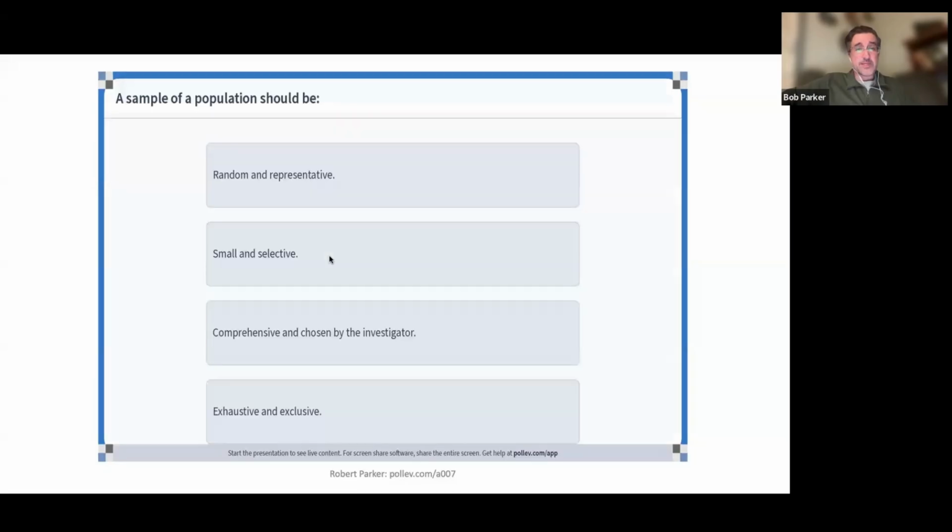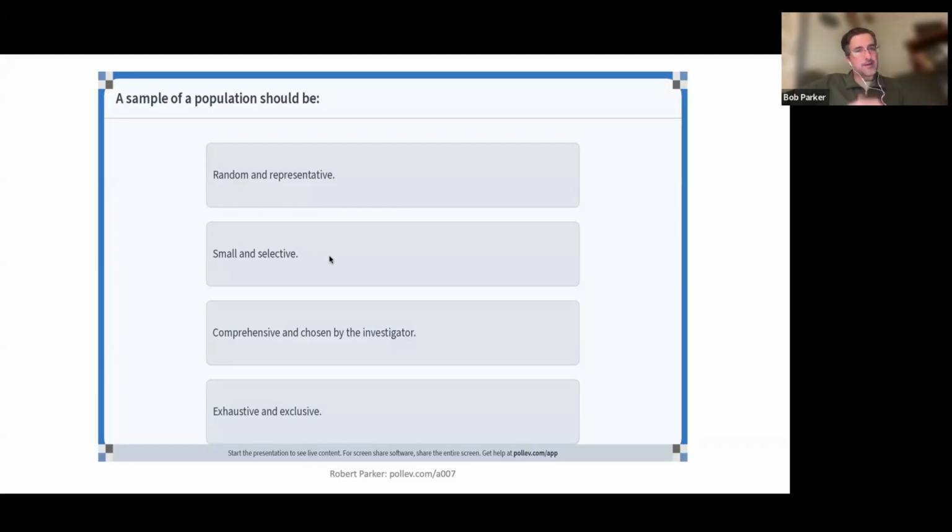Okay. A sample of a population should be: random and representative, small and selective, comprehensive and chosen by the investigator, exhaustive and exclusive. All right. 15 seconds. If you're not able to key it in, just kind of reflect and think about what you would answer and see if you're right.